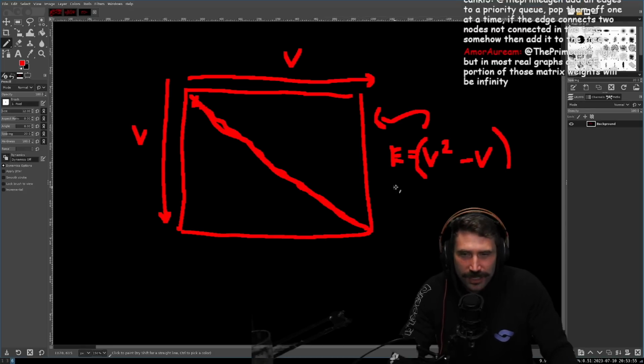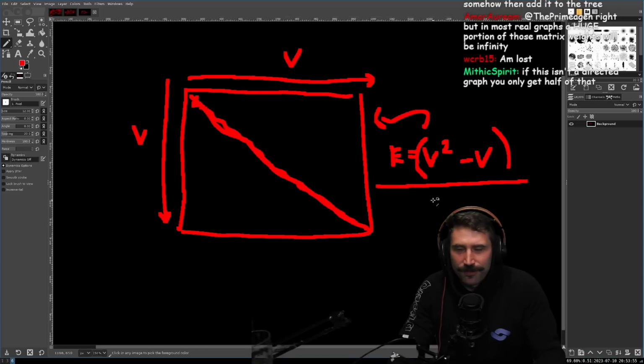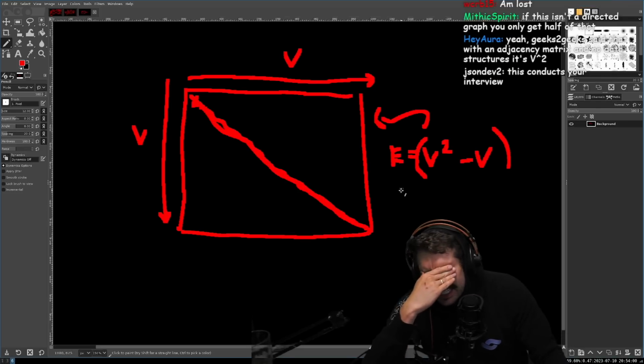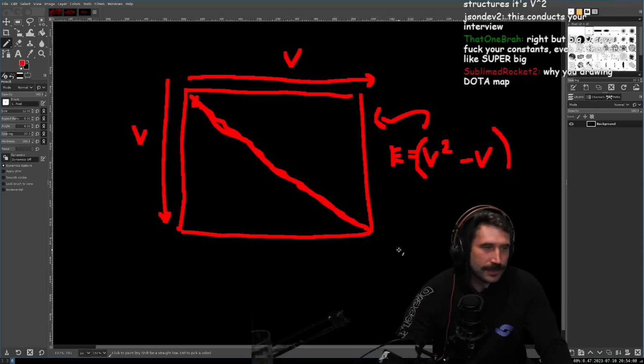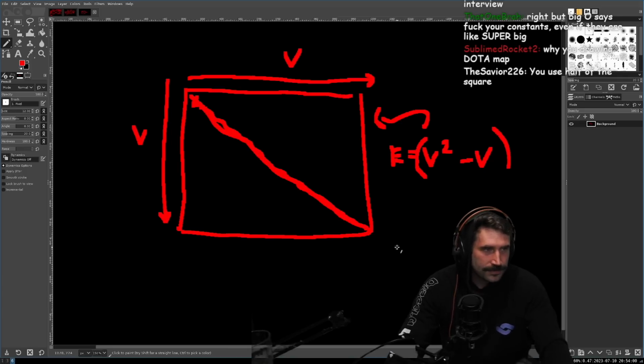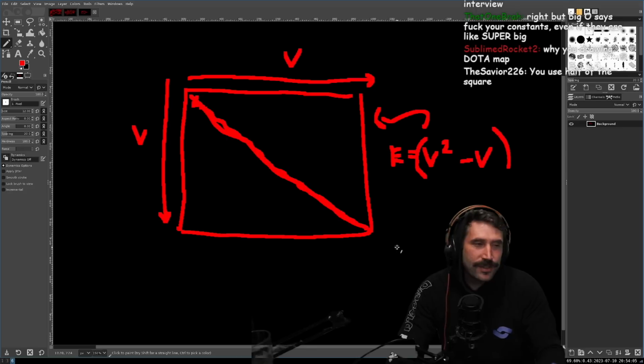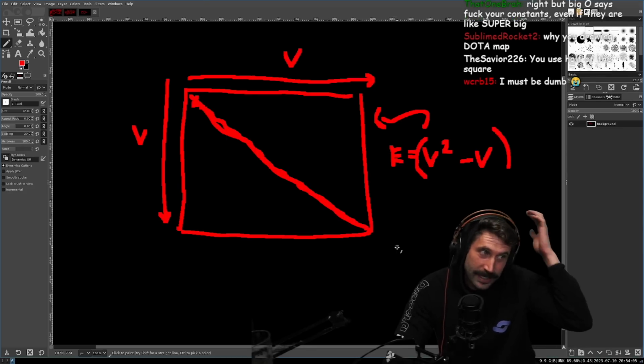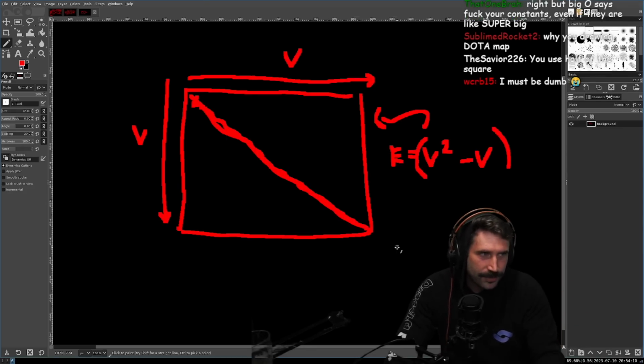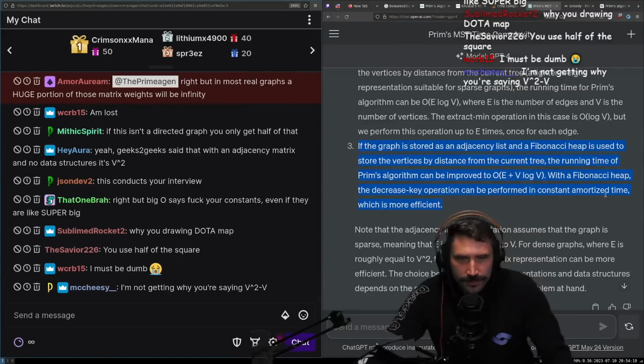Well, that's half of that. First off, I'm not even convinced that's an easy algorithm to implement at all. You can use half the square, yes, but that's only in an undirected graph, which is all we're dealing with right now.